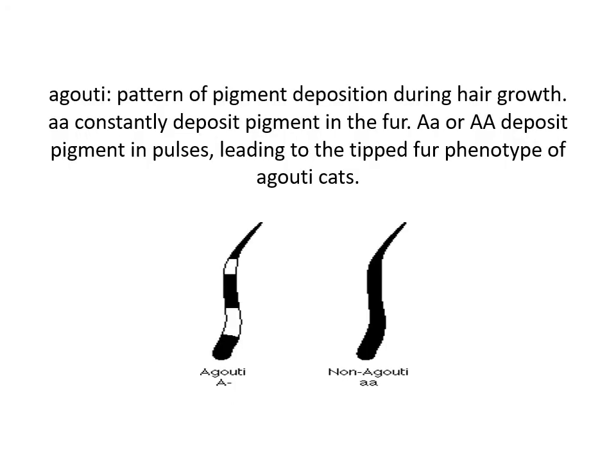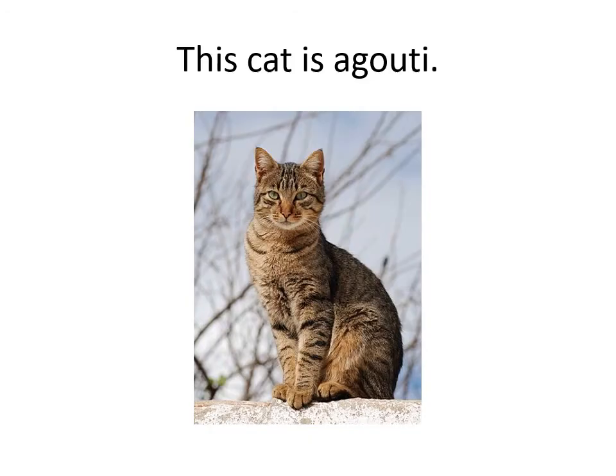Okay, so here's a picture of an agouti hair where you can see there's a little pattern of stripes along the length of the hair, which is caused by the change in the deposition of pigment in the fur. A non-agouti is little a, and that's going to be a solid color. Okay, so this cat is agouti. You can see his tiger pattern because of the pattern of dark and light stripes that are made in the hair as they grow out.